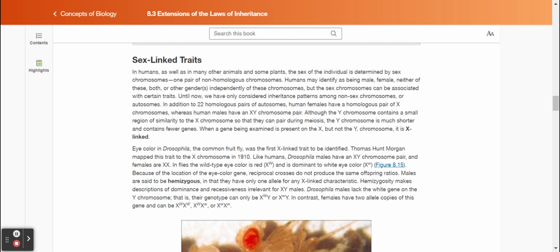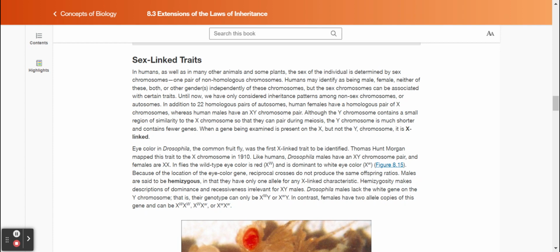Until now, we have only considered inheritance patterns among non-sex chromosomes or autosomes. In addition to 22 homologous pairs of autosomes, human females have a homologous pair of X chromosomes, whereas human males have an XY chromosome pair. Although the Y chromosome contains a small region of similarity to the X chromosome so that they can pair during meiosis, the Y chromosome is much shorter and contains fewer genes.